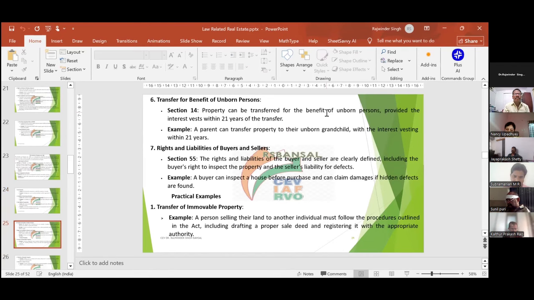Then transfer for the benefit of unborn persons, the persons who are still not born. Property can be transferred for the benefit of unborn persons provided the interest vests within 21 years of transfer. For example, a person cannot transfer the property to their unborn grandchild with the interest vesting within 21 years.